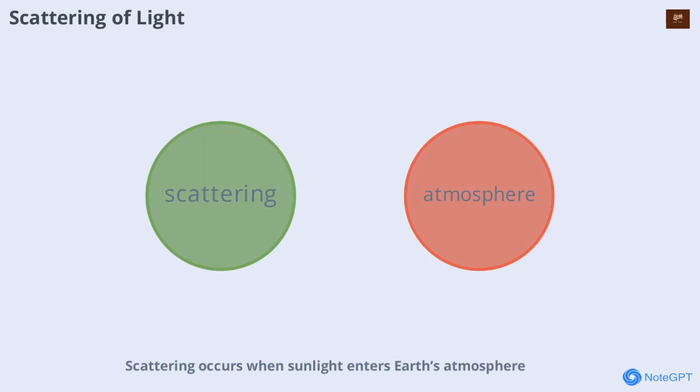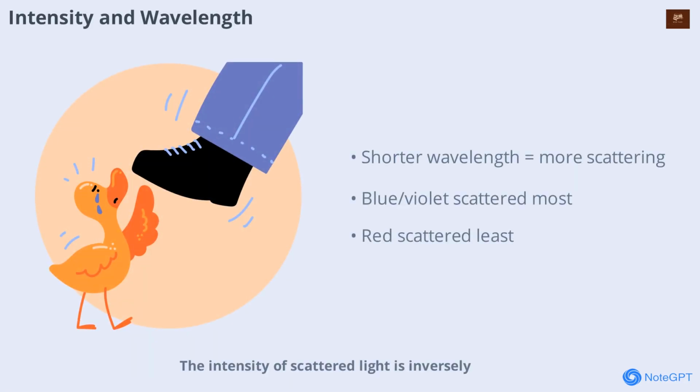Scattering occurs when sunlight enters Earth's atmosphere and is spread in all directions by dust, water, and gas molecules. This process is responsible for many natural phenomena, including the blue color of the sky. The intensity of scattered light is inversely proportional to the fourth power of its wavelength. This means shorter wavelengths, like blue and violet, are scattered much more than longer wavelengths like red. This effect is most noticeable when the scattering particles are much smaller than the wavelength of light.